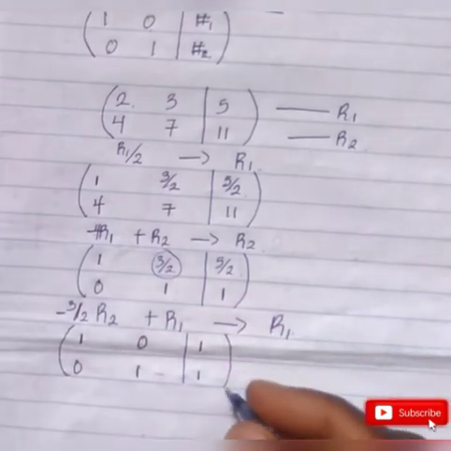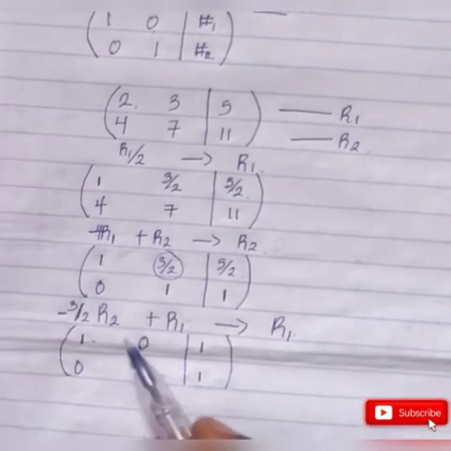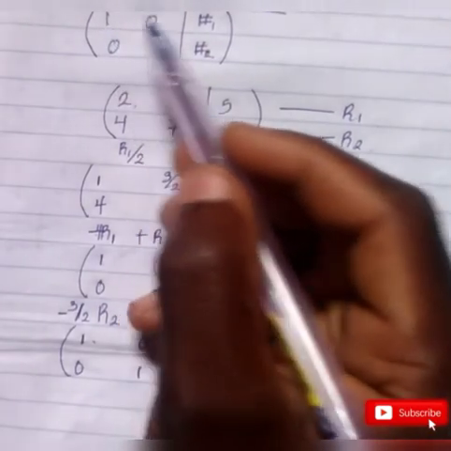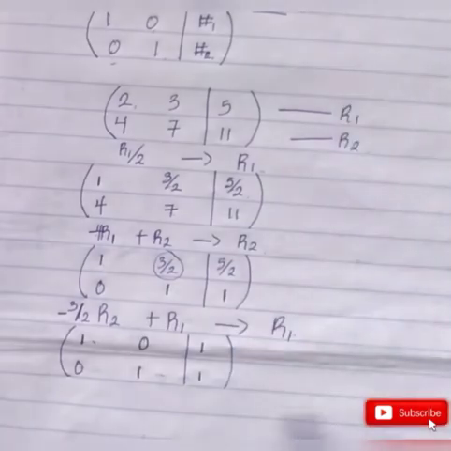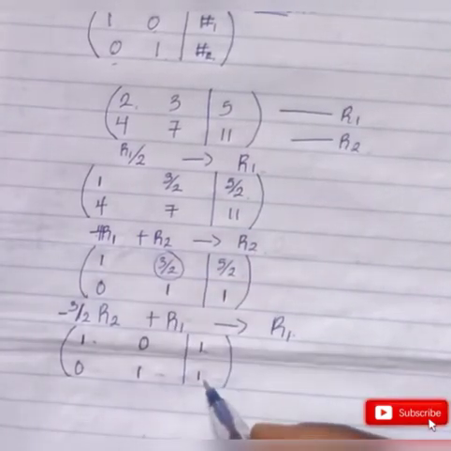So now, therefore, take a look at this. You have our 1001. That's our identity matrix. So this is representing our x, which is 1, and this is representing our y, which is 1.